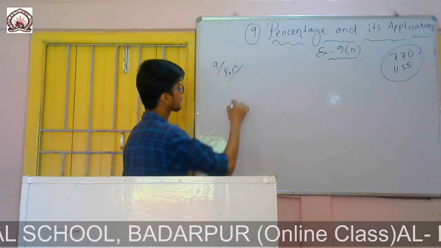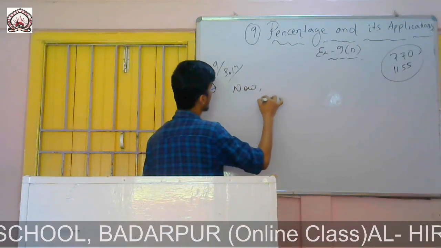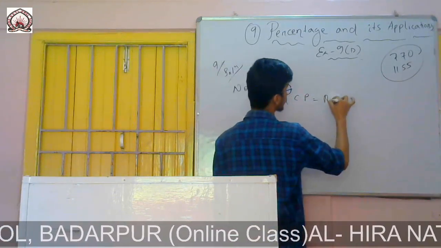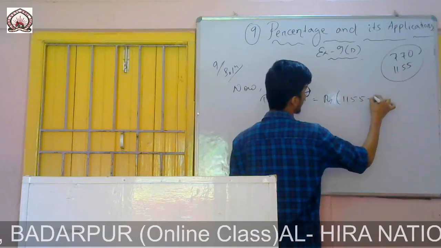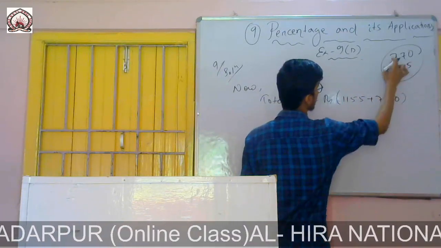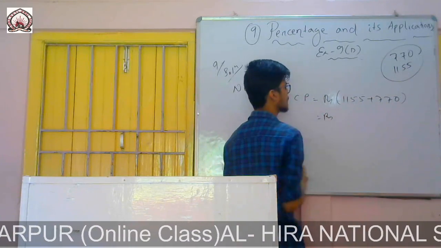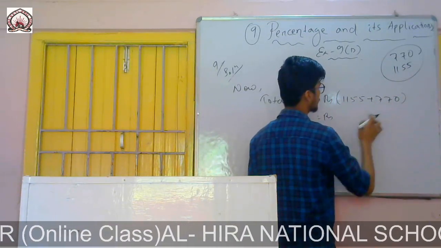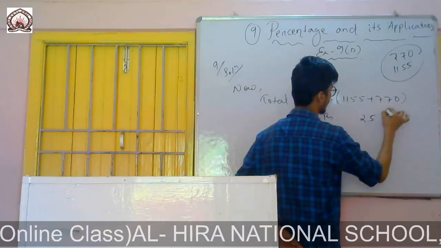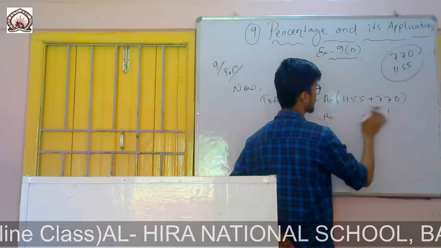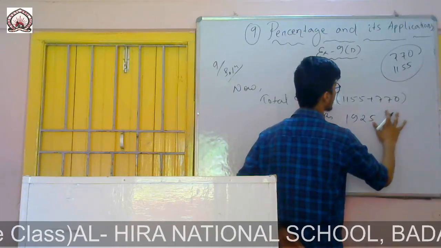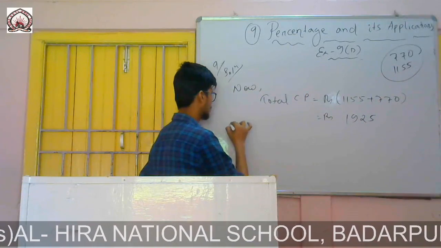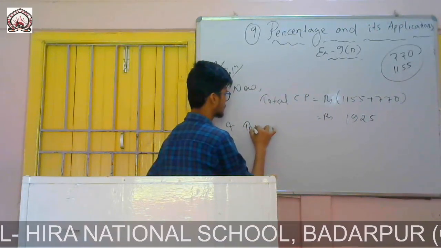So now total cost price is equal to rupees 1155 plus 770. These are the two cost prices. So it will be 5 and 7 plus 5, it is 12, 1 in my hand, 7 plus 1 is 8 and 1 is 9, 1925. Now we'll find the total selling price.